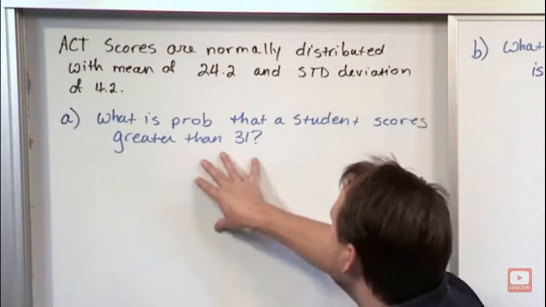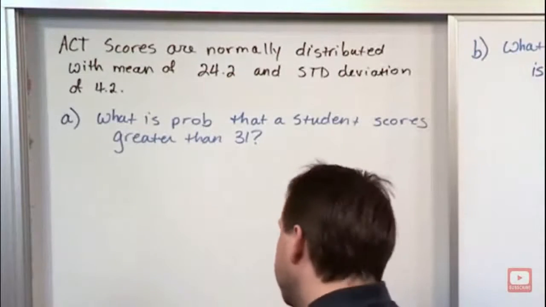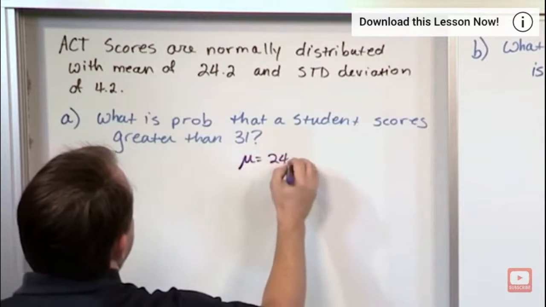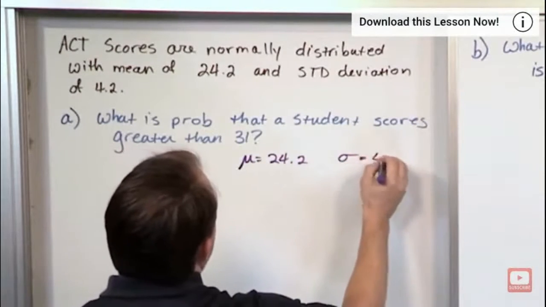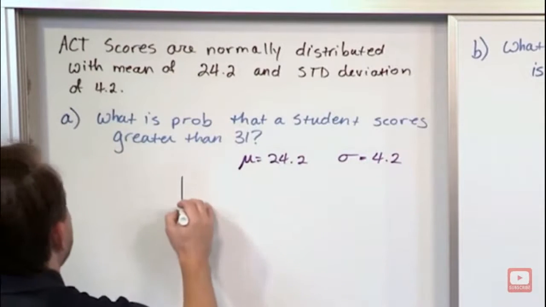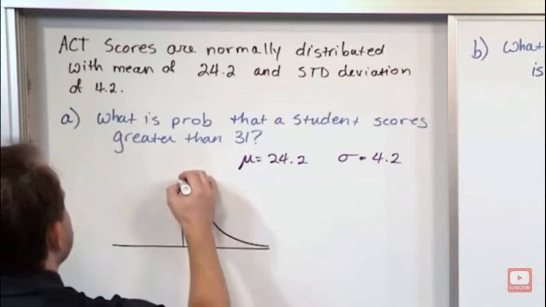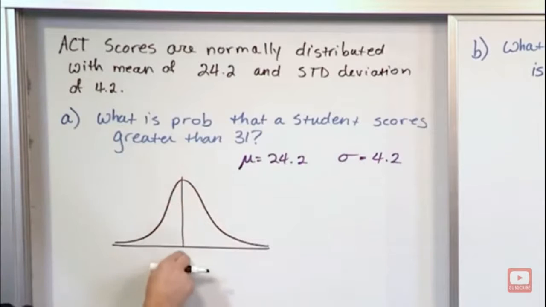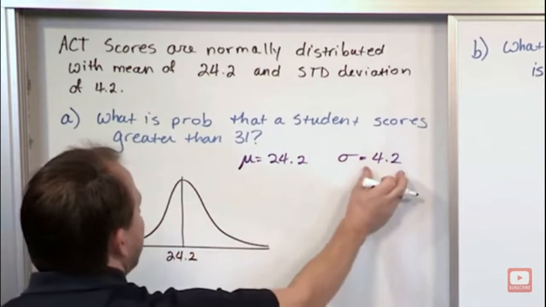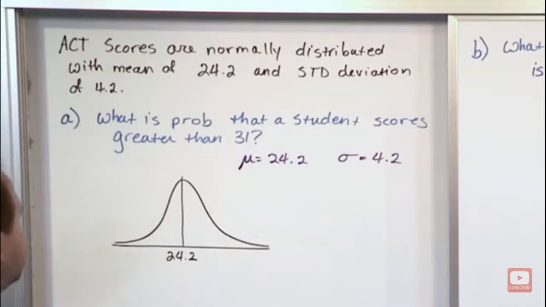The question is, what is the probability that a randomly drawn student scores greater than 31? So as before, let's write down what we know. The mean is 24.2. Standard deviation is 4.2. We almost always want to draw a quick picture of what's going on here, so we can draw a normal distribution like this. It falls off like this. The mean value of this distribution is 24.2. Standard deviation is 4.2 points, so 4.2 points above and 4.2 points below the mean.